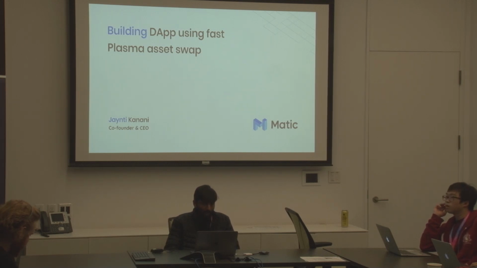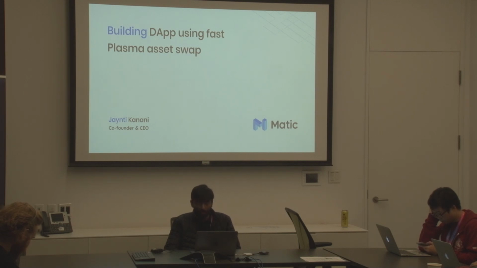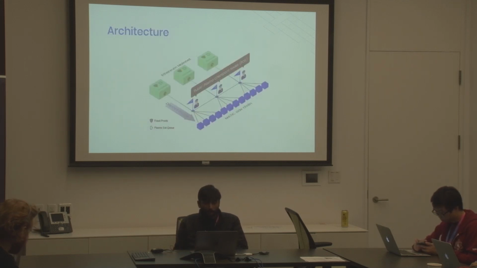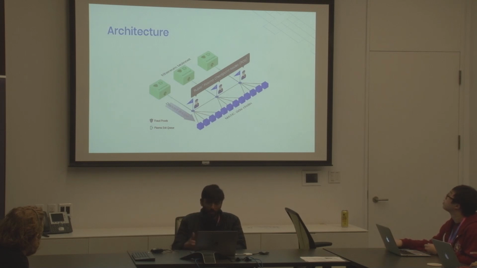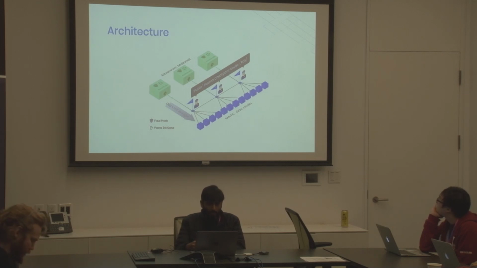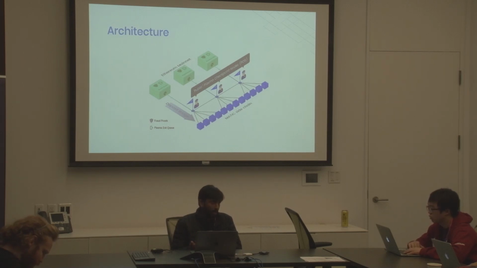Here, I'm going to explain how you can use Plasma and Matic to swap assets on the sidechain and make it very fast for your dApps. Before I jump into the swap, I just want to give a quick overview of the architecture of Matic. A sidechain is basically a parallel blockchain to the Ethereum blockchain, and after a certain interval, multiple validators who are validating the sidechain will push checkpoints, a kind of hash of multiple blocks, on the Ethereum chain.